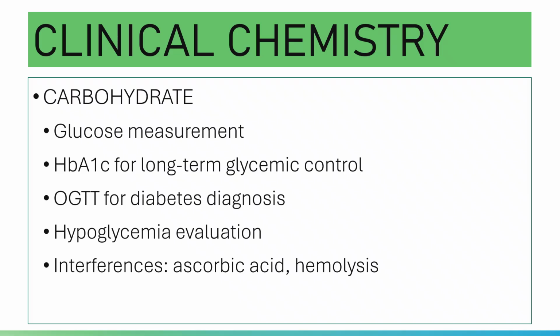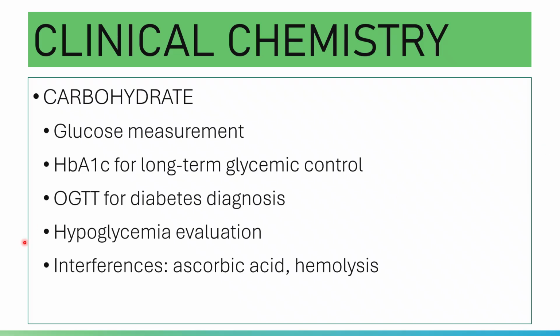Okay, so let's take a look at your tests for carbohydrates. Of course, you have your glucose measurements: your fasting blood sugar or random blood sugar levels. What else? You have hemoglobin A1C or glycated hemoglobin, and the oral glucose tolerance test, OGTT, for diabetes diagnosis. Actually, glucose measurement and HbA1c are also utilized for diabetes diagnosis.